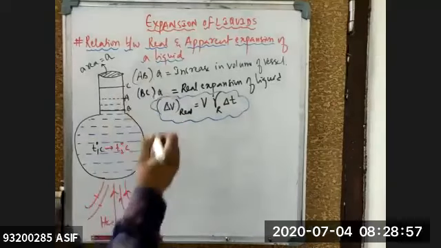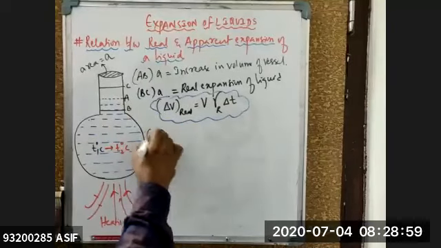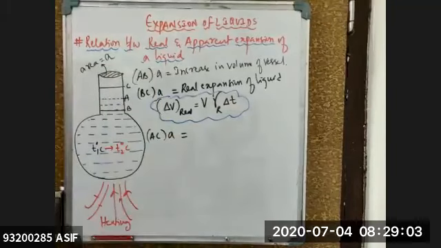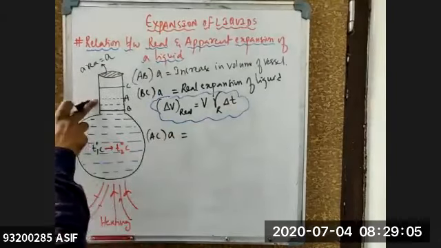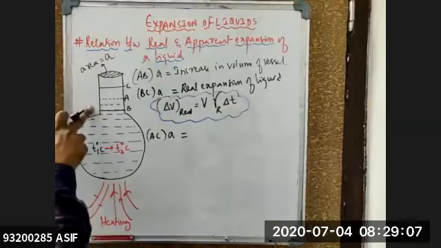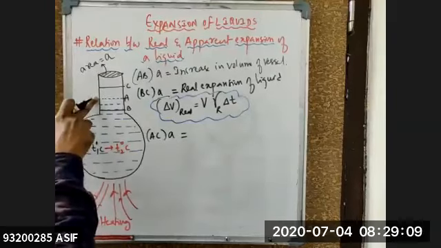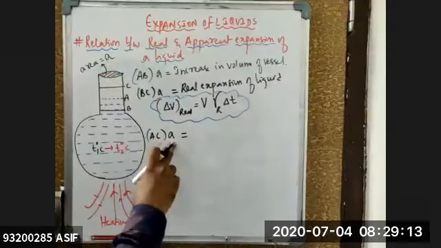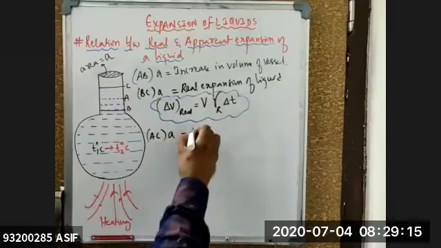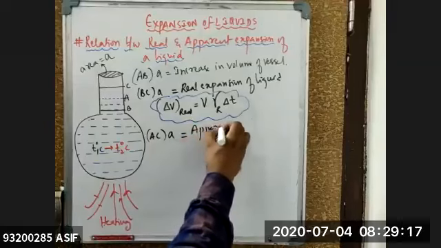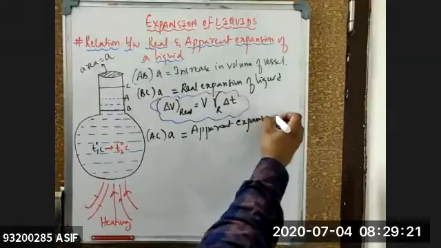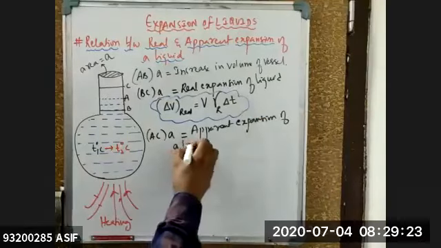The same way, AC into A. Can anyone tell me what is AC right now? It is the apparent expansion of a liquid. We never see the liquid going in the downward direction. We only see the liquid directly going from A to C. That is the reason AC into A is nothing but the apparent expansion of a liquid.